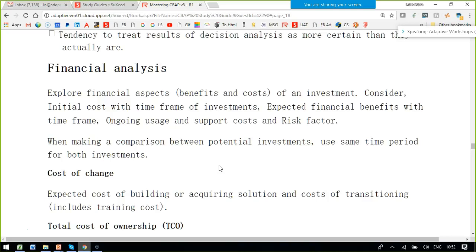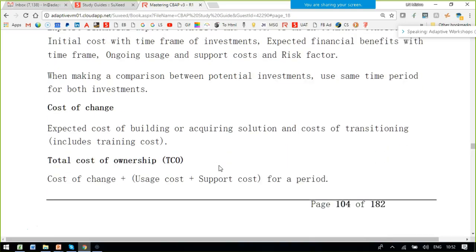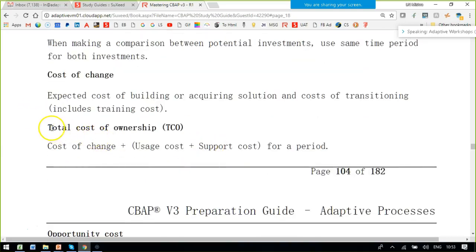Okay, and there are some definitions which I would take you through, and I hope all of us will be on the same page. There's a term called cost of change, which is essentially your expected cost of building or acquiring a solution and the cost of transitioning the solution to the workplace. That's what is called cost of change. Then there's a term called total cost of ownership, which is cost of change plus usage cost plus support cost for a period. So generally TCO would be calculated for a 3-year period or 5-year period.